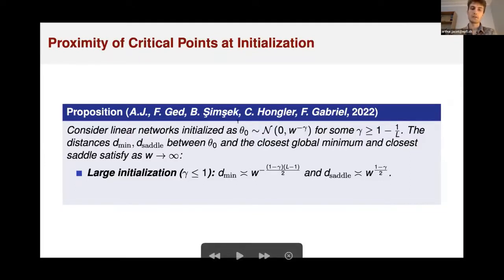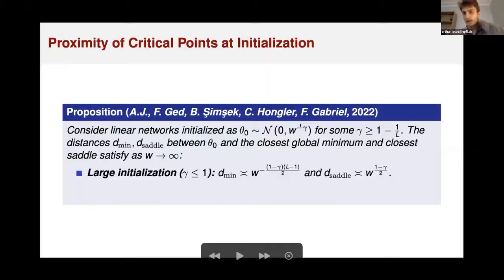So what we consider is we take a randomly initialized parameter, initialized with the variance given by w to the power minus gamma. So gamma is going to be the scaling of the variance, and we're going to let w grow. We're going to consider large widths.